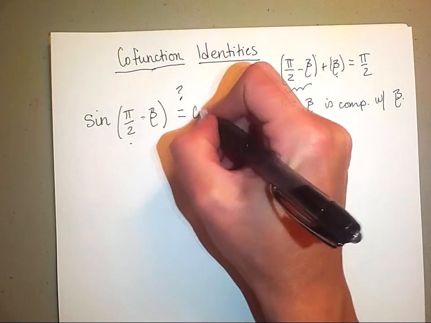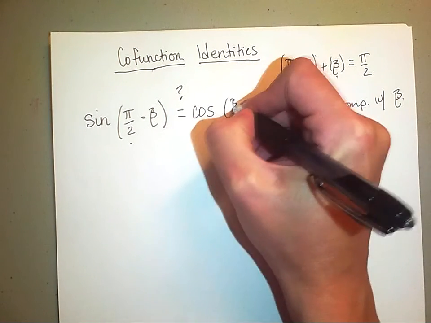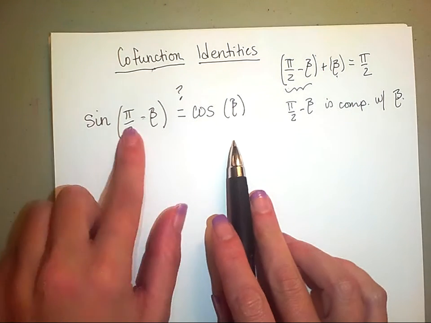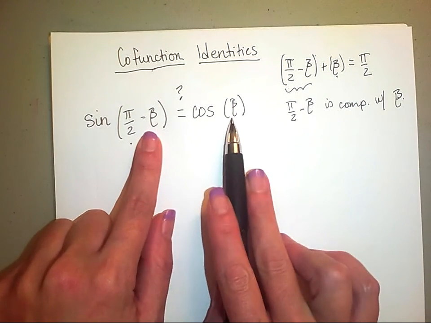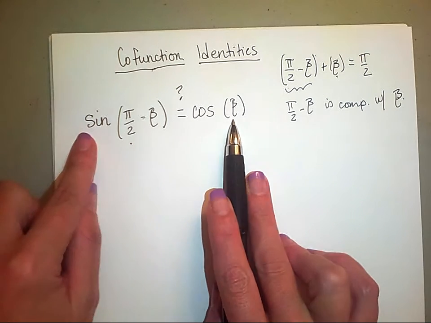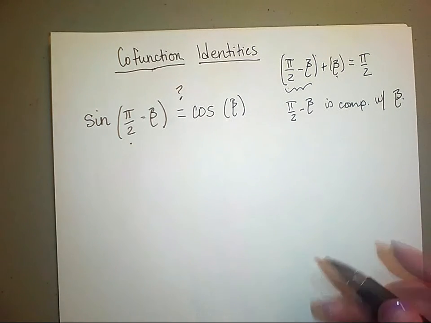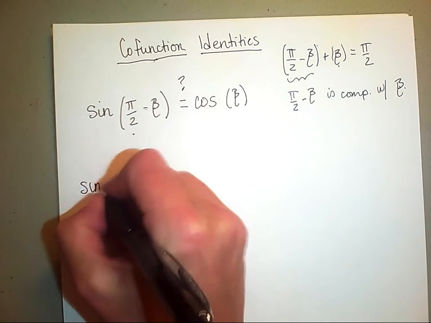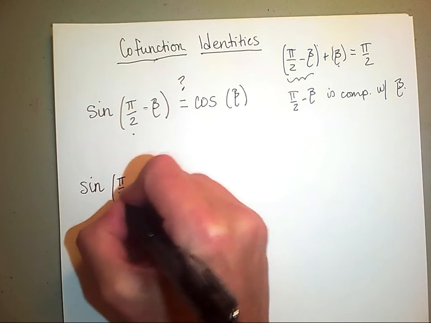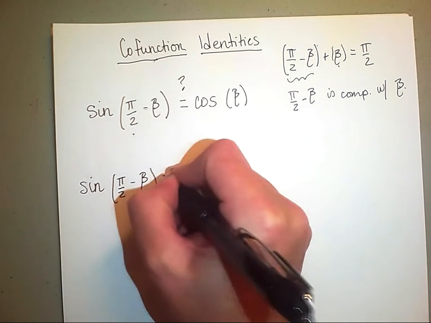Okay. So that's what we suspect, that this should actually be equal, because pi over 2 minus beta is complementary with beta. Sine and cosine are cofunctions. Let's see if it's true. So the sine of pi over 2 minus beta.